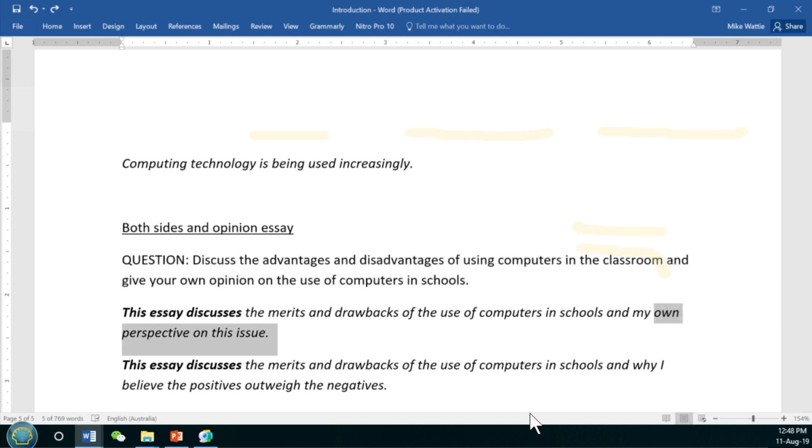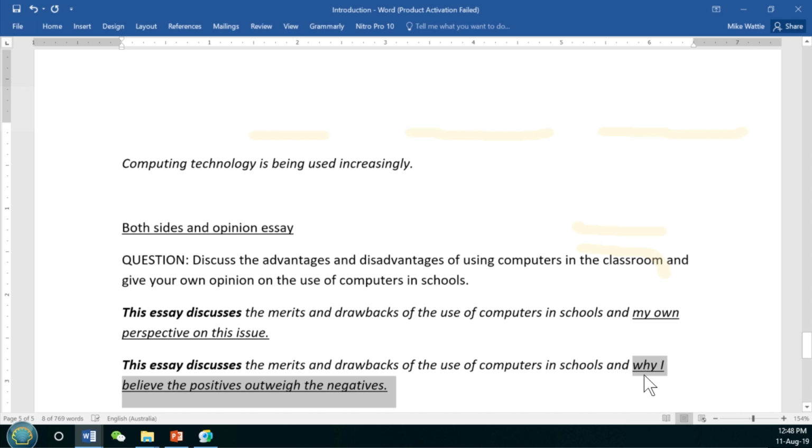Okay, and then the last way we can do it is to actually put our opinion into the sentence. So essentially what I'm saying, instead of saying my own perspective on this issue, we can instead say what our opinion is, which I've got here, why I believe the positives outweigh the negatives. Okay, and then this brings us to the question of which of these specific statements is better.